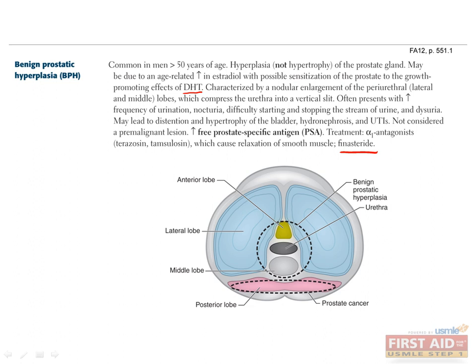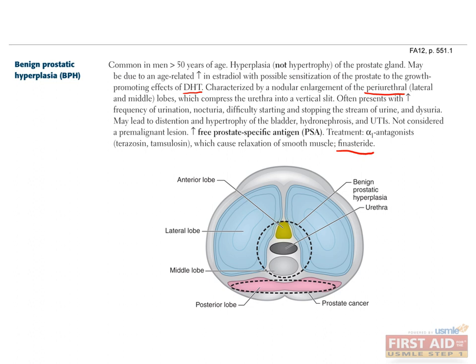In terms of location of the pathology, BPH is characterized by a nodular enlargement of the periurethral lobes in the lateral and middle parts of the prostate. As you can see from the image, BPH occurs in the area directly around the urethra, which can then compress it into a slit. This is in contrast to prostate cancer, which typically occurs in the posterior lobe. As you would imagine, the prostate cancer would have to be quite significant to compress the urethra.